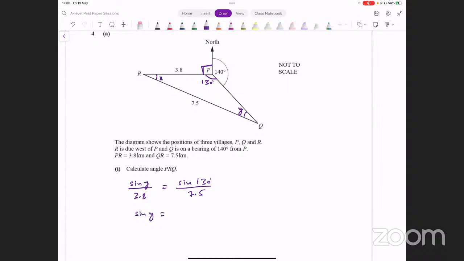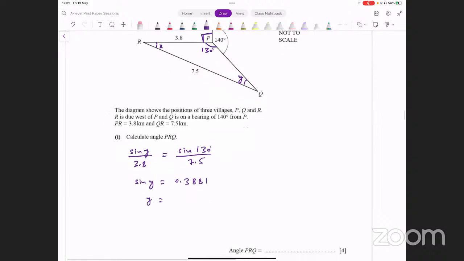Let's evaluate this. 3.8 into sine of 130 degrees divided by 7.5. That's giving me 0.3881. Now take sine inverse of that, and that gives me 22.84 degrees. Now we have the angle y.